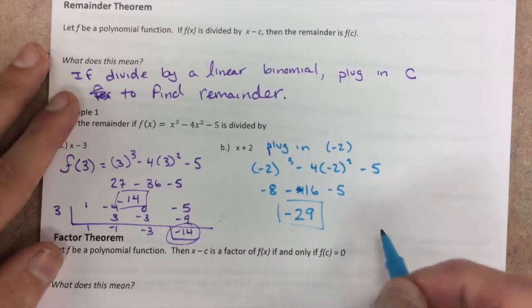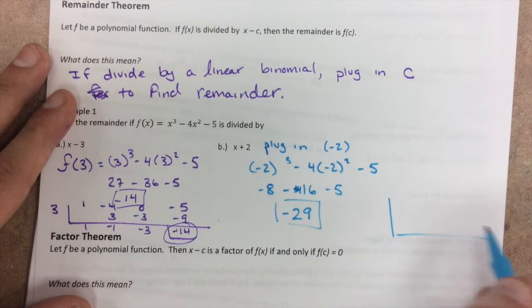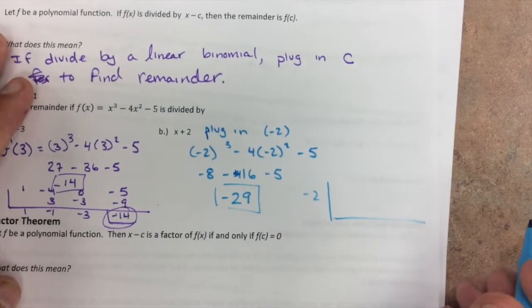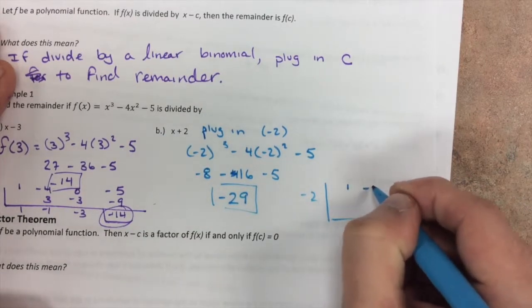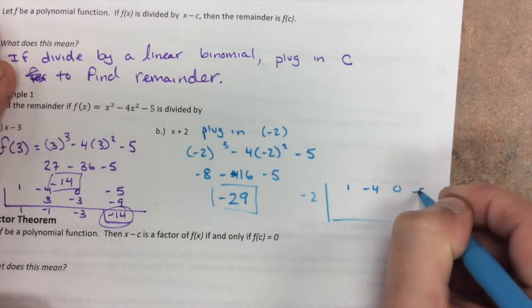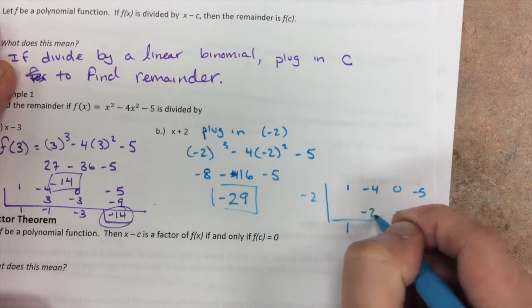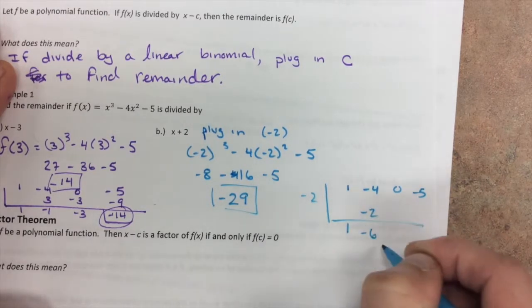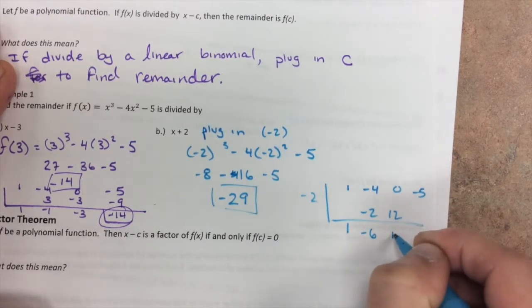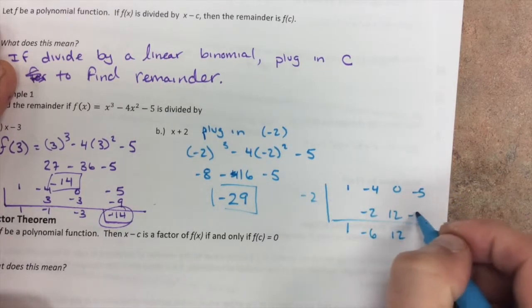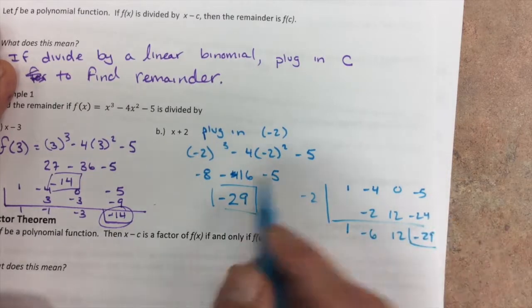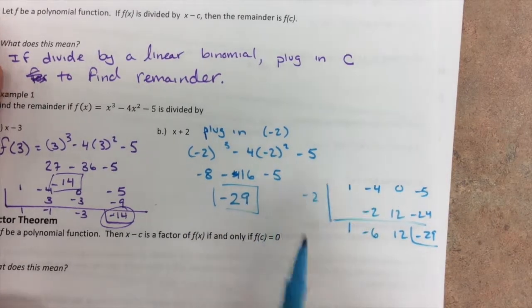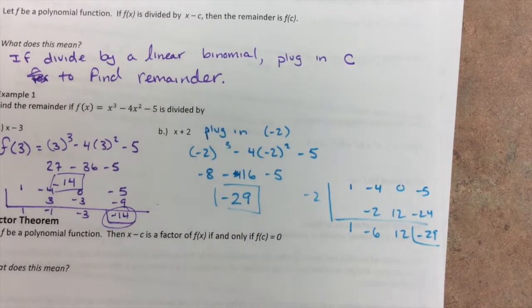And again, just as proof, if I had negative 2 on the outside, and again we had 1, negative 4, 0, and negative 5, bring down the 1, negative 2, that would be negative 6, that would be 12, that would be negative 24, which makes negative 29. So negative 29 is my remainder, and negative 29 is also my remainder if I use the remainder theorem.